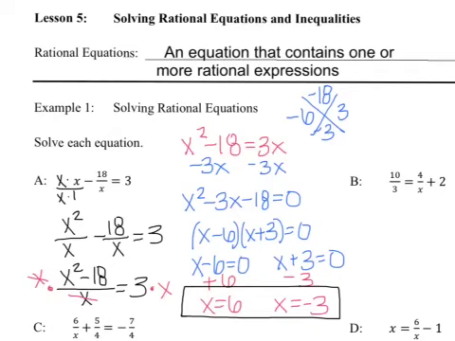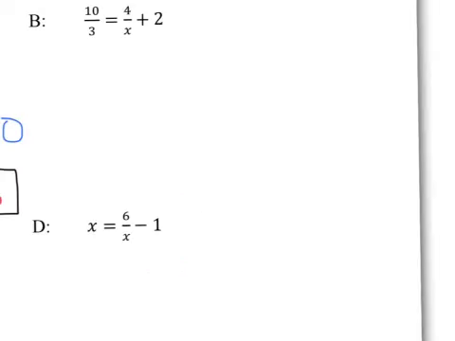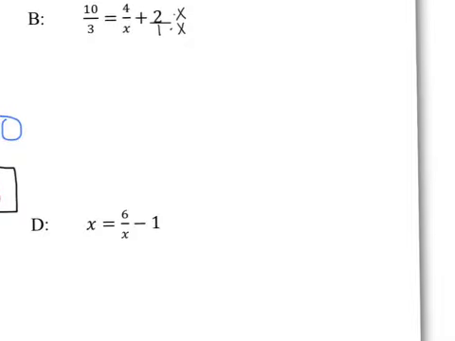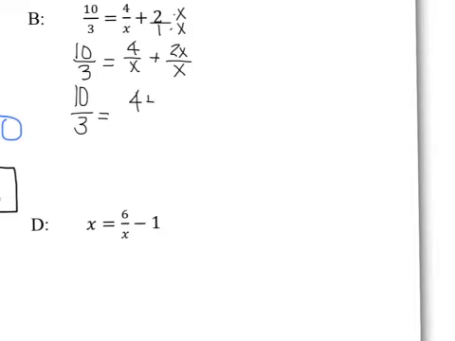Okay, so B is going to be the same idea. To do letter B, we need a common denominator again. So since we have x on the left side, we need to put it on the right side. So we'll multiply the top and the bottom by x. So we have 10/3 equals 4 over x plus 2x over x. Now that they have a common denominator, we can write it as one piece. So we have 10/3 equals 4 plus 2x over x.